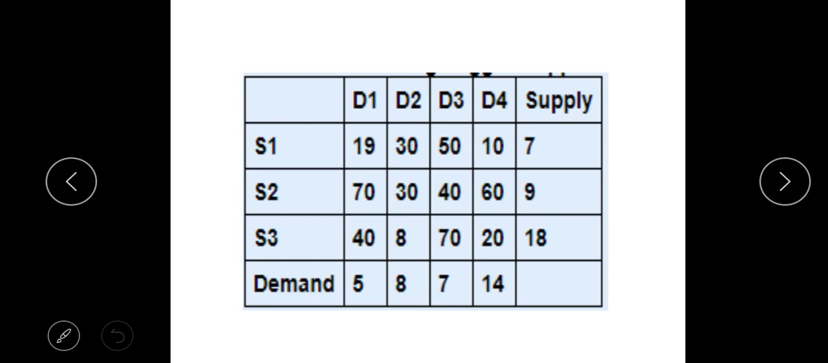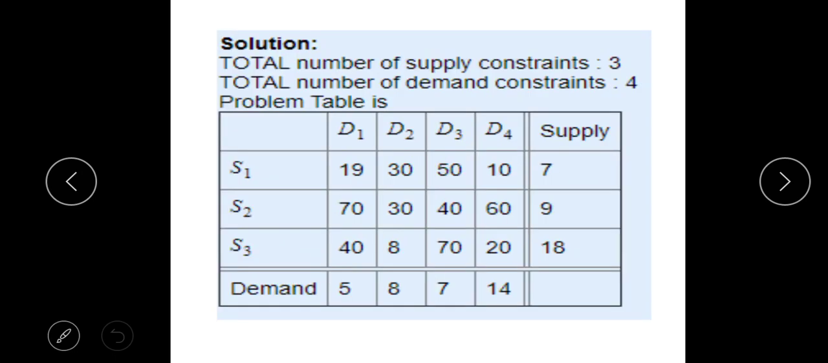There are 4 destinations and 3 sources. Demand of 5, 8, 7, 14 units. Supply 7, 9, 18 units. So is this given problem balanced or unbalanced? This is a balanced transportation problem because supply is 34 units and demand requirement is also 34 units. So coming to the solution, supply constraints are 3 and demand constraints are 4.